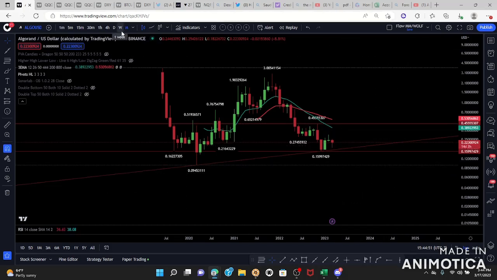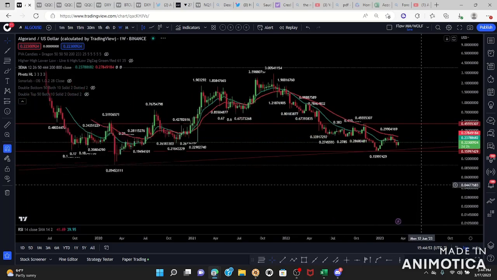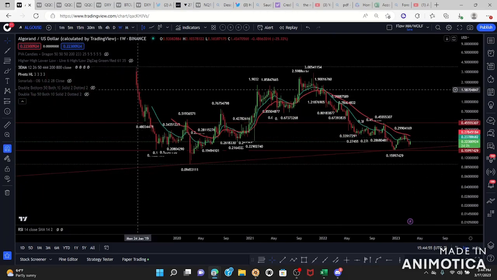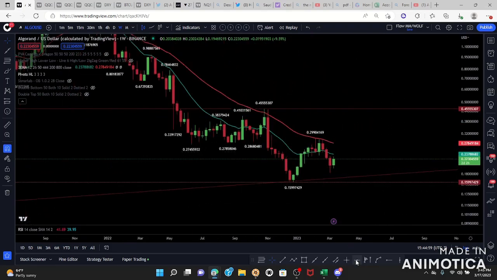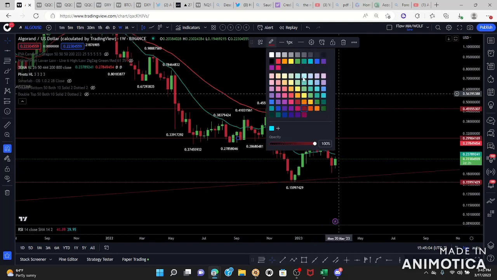Okay, let's go on to our weekly. Within our weekly here, same thing. We're going to start off placing support and resistance on our weekly. Okay, this is our resistance.